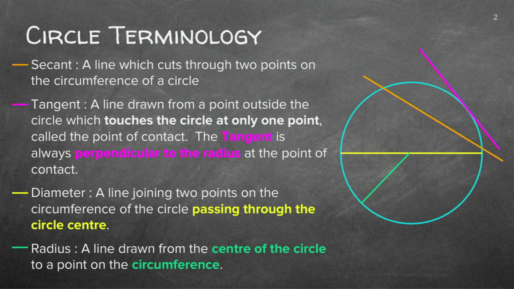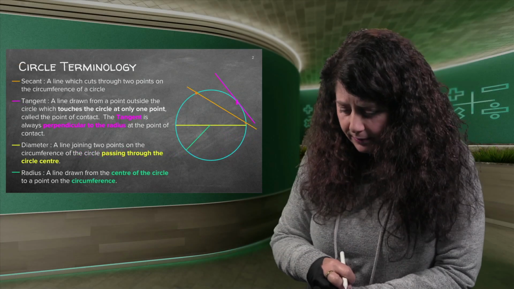Let's start with a secant, a line which cuts through 2 points on the circumference of a circle. A tangent is a line drawn from a point outside the circle which touches, you'll see it's touching the circle at only one point, called the point of contact. The tangent is always perpendicular to the radius at the point of contact. Remember, perpendicular again is 90 degrees.